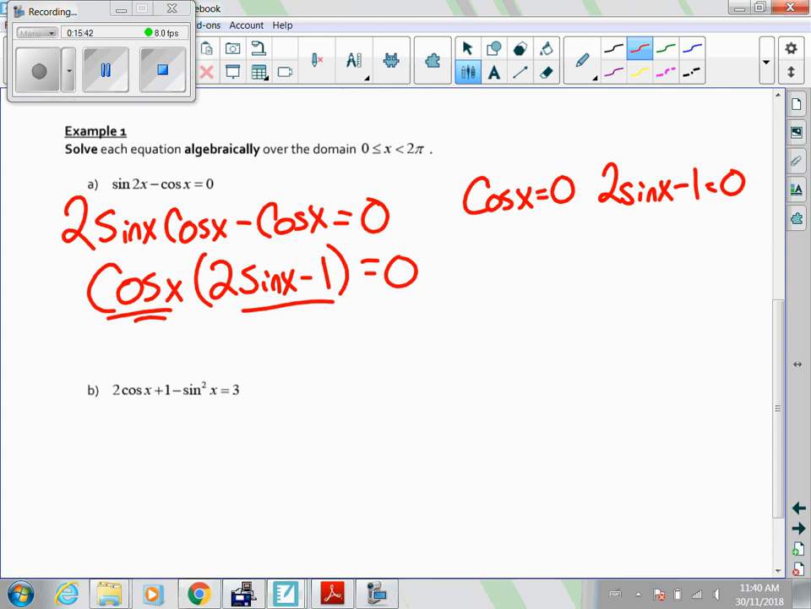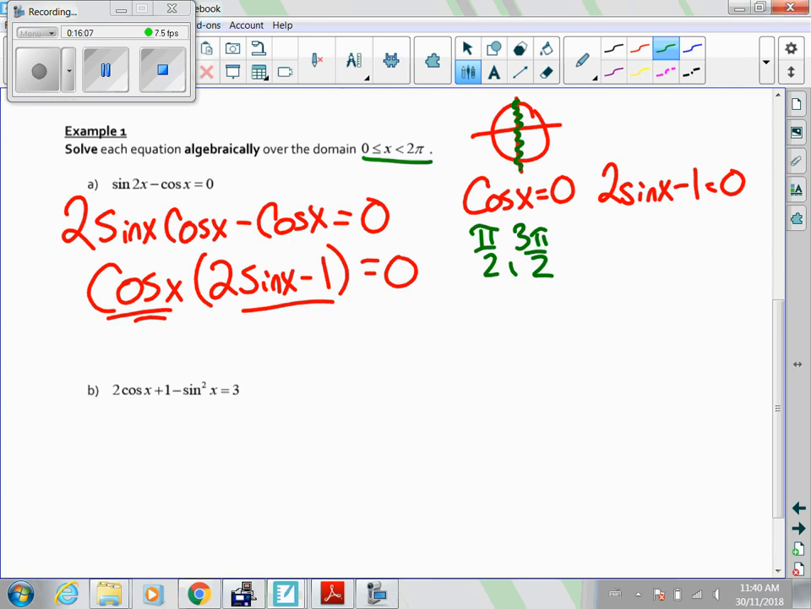So cos x is 0, again on my old unit circle. Cos x is going to be 0 right here. So pi halves and 3 pi halves. And again, we're on a limited domain, so we don't need the general solution. In this question, it's always key to focus on what domain the question wants.